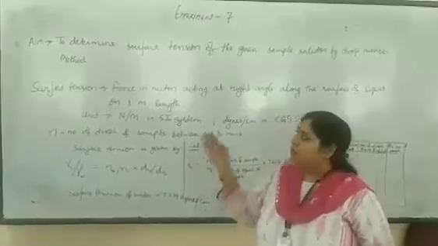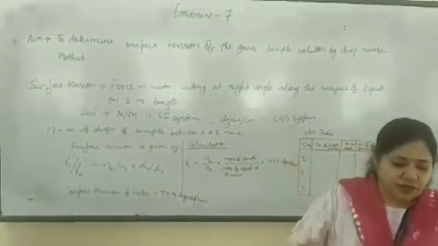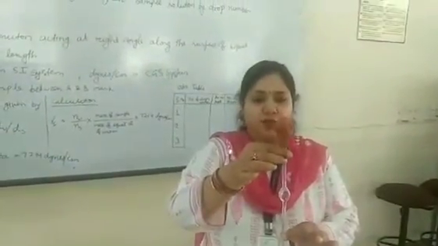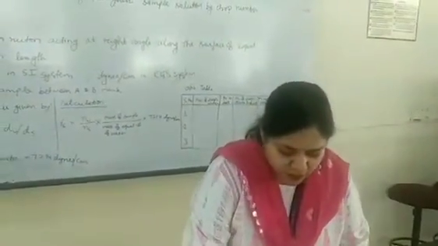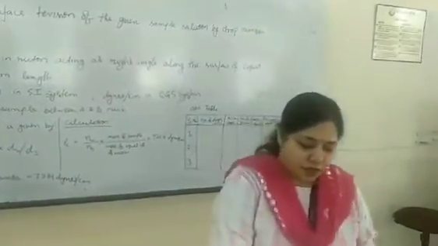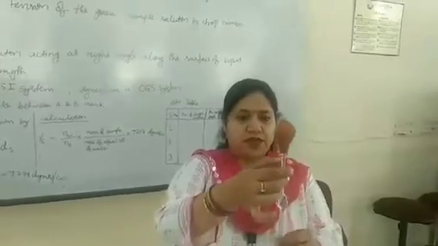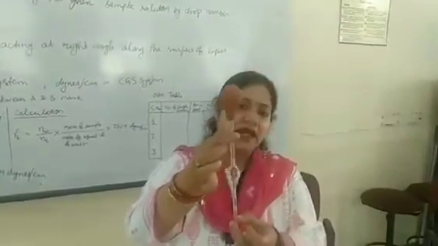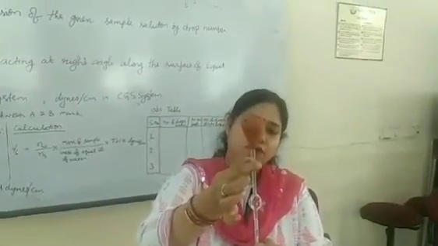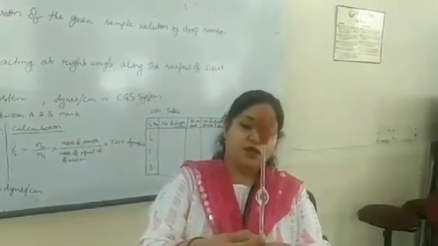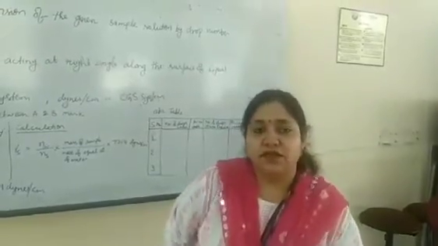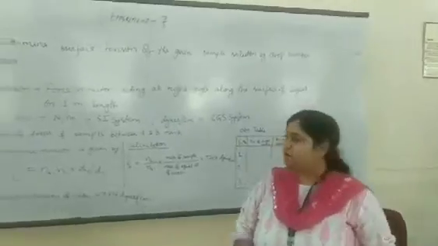To determine the surface tension, we will use this instrument. This is known as a stalagmometer, and we will count the number of drops from it. There are two signs, the first is A and the second is B. Two limits are there. We will count the number of drops of water from the A part to the B part, and then we will calculate the surface tension of the given sample.